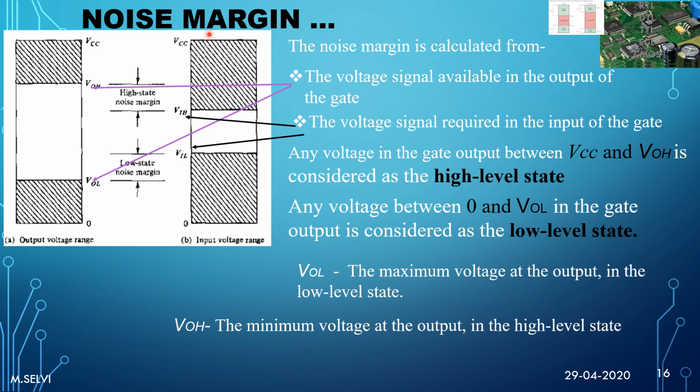So VOL is the low level state, VOH the high level state, and in between, VOL and VOH, or VIL and VIH, we call it the indeterminate voltage. The circuit cannot be determined to be in any particular state, either a low state or a high level state.